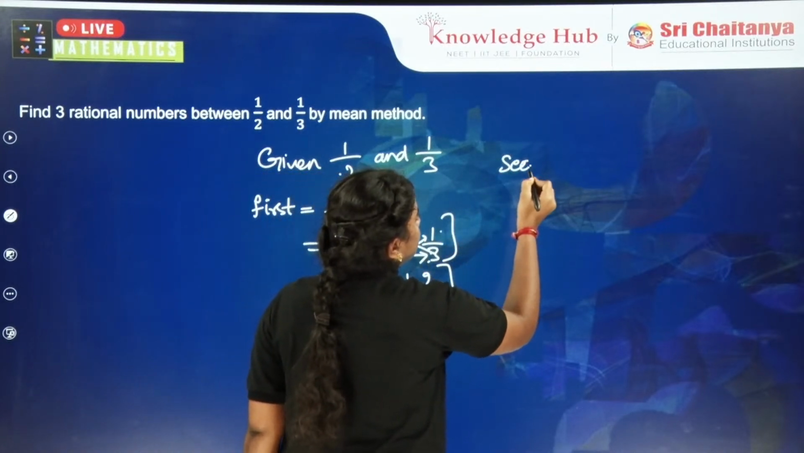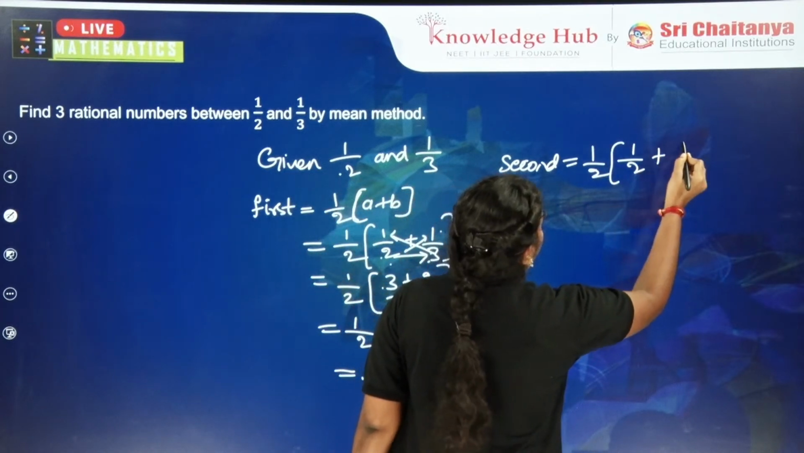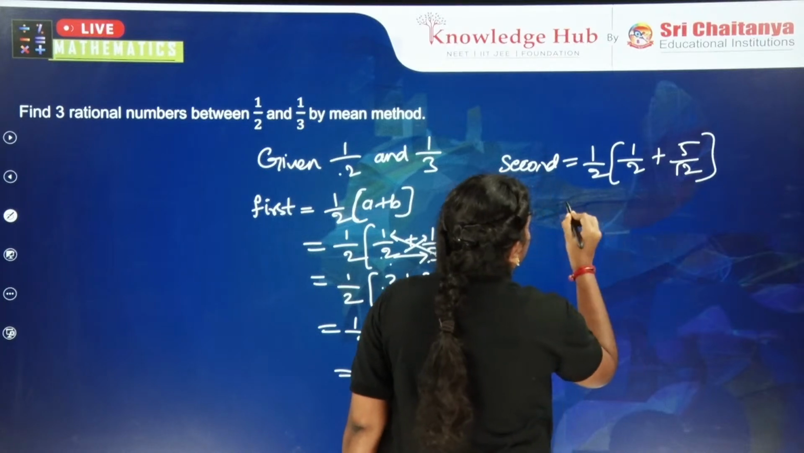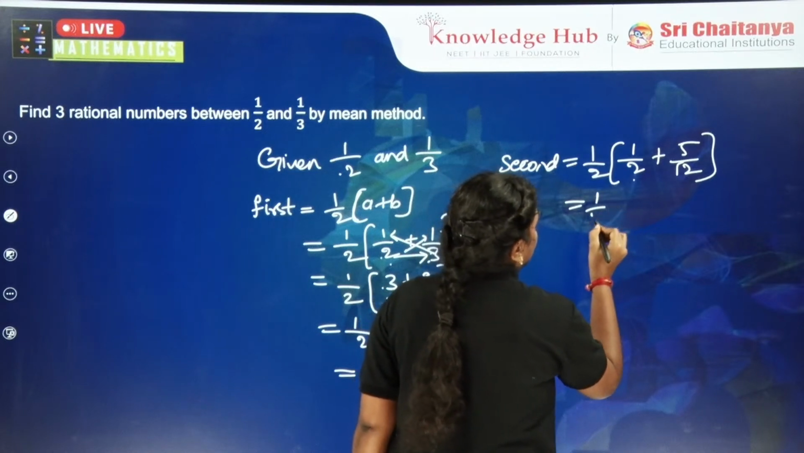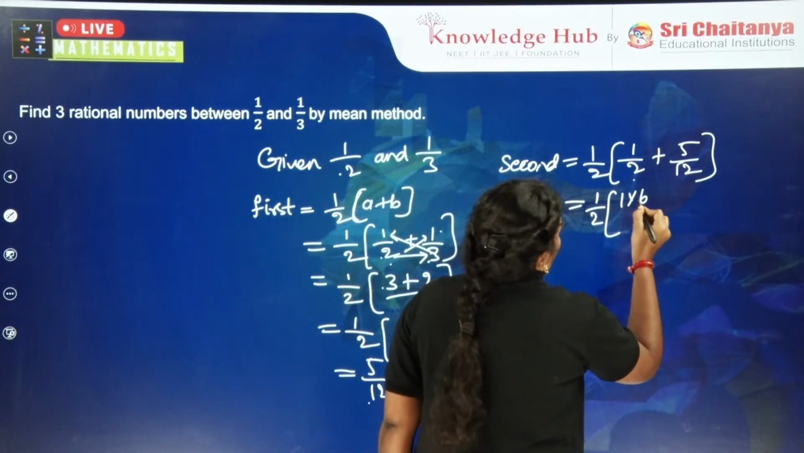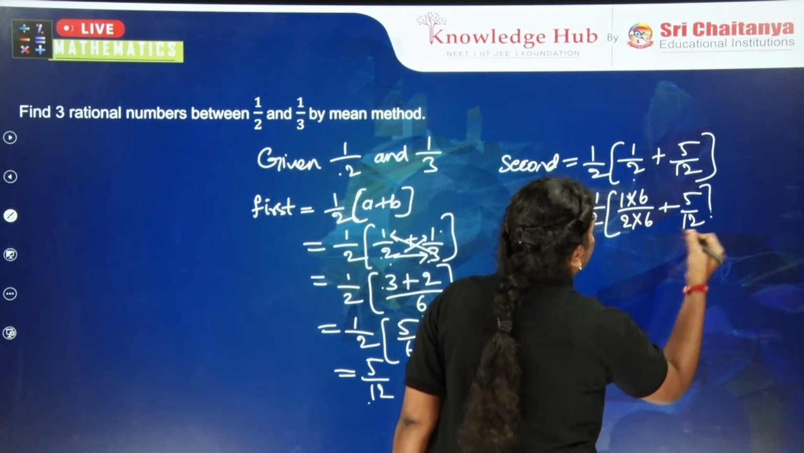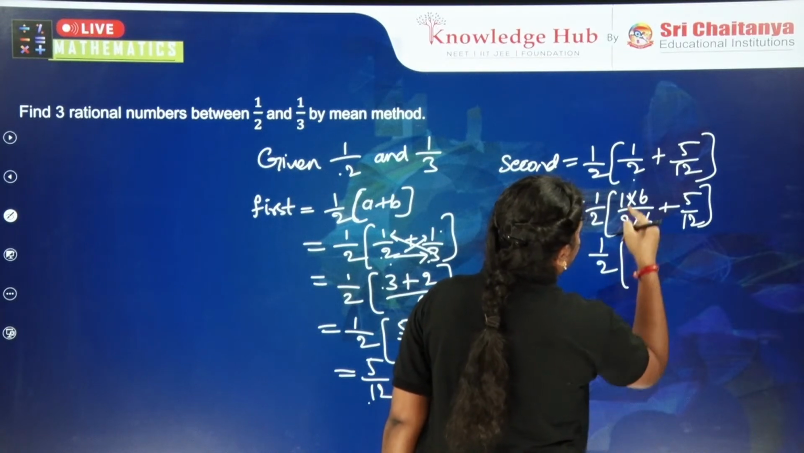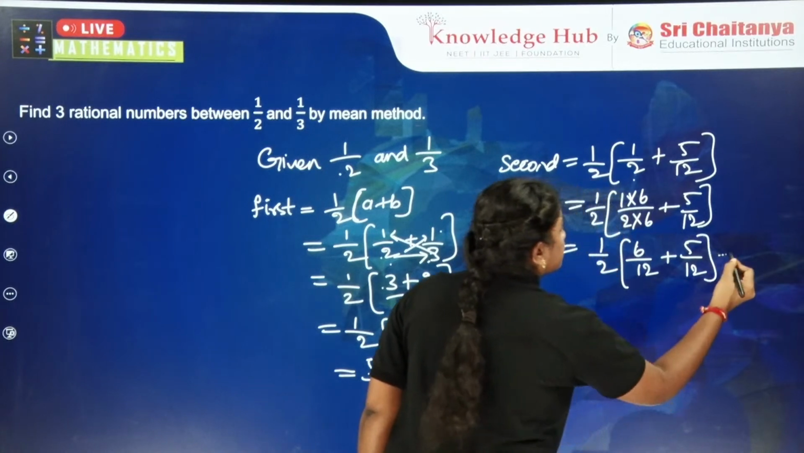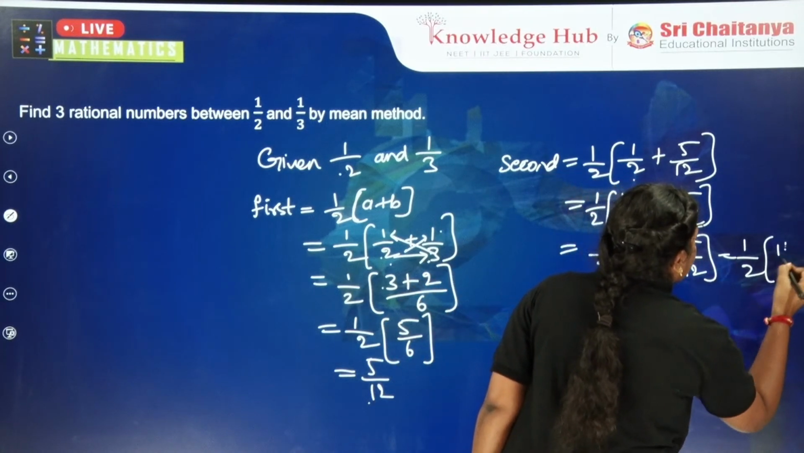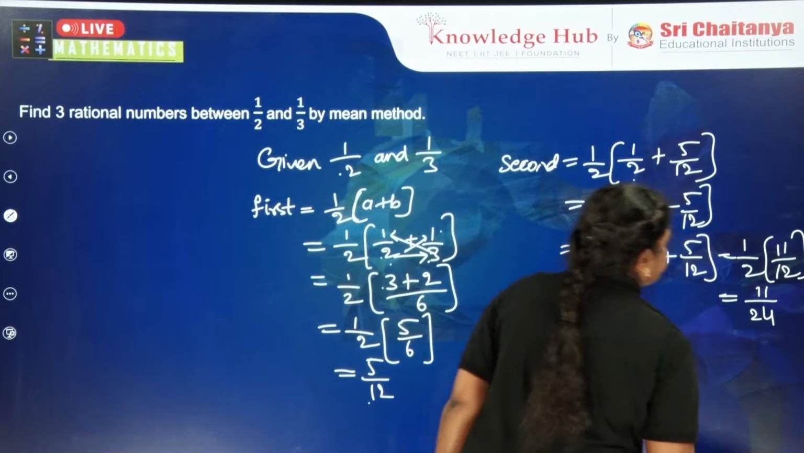So I am going to take the mean between 1 by 2 and 5 by 12. So the second rational number will become half of 1 by 2 plus 5 by 12. Now we can convert the denominator 2 into 12. How can we convert? By multiplying with 6. So it will become 1 by 2 into (1 into 6 by 2 into 6 plus 5 by 12). So now it will become 1 by 2 into (6 by 12 plus 5 by 12). So finally we will get 1 by 2 into 11 by 12, which will become 11 by 24.